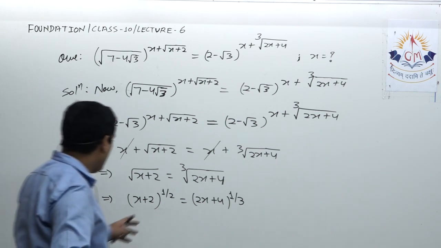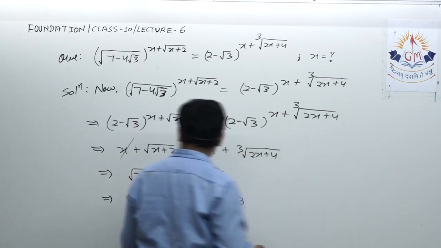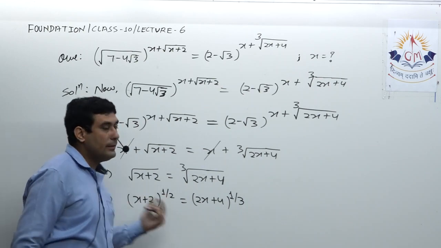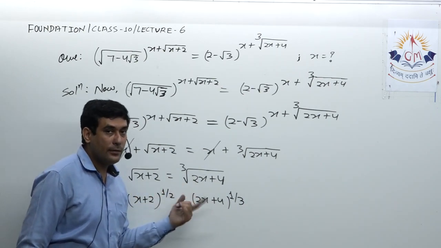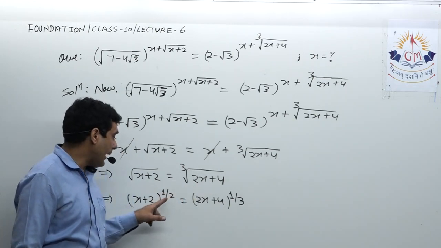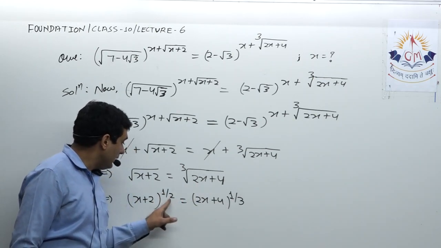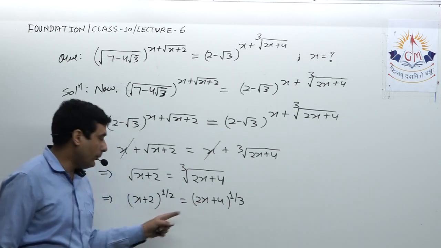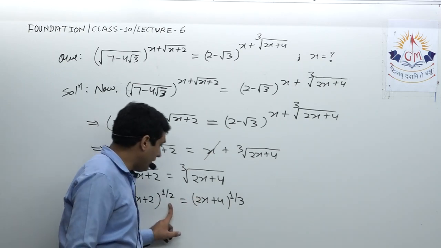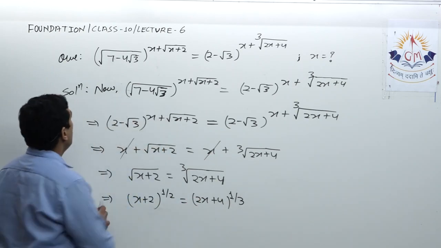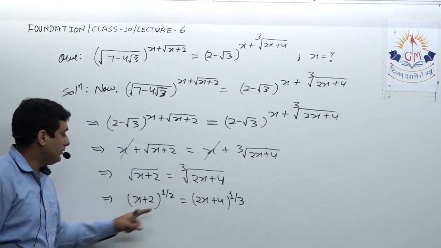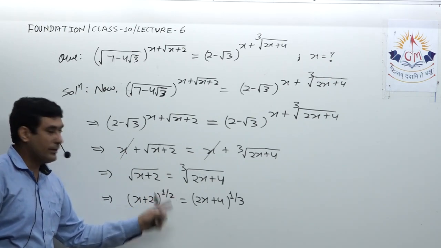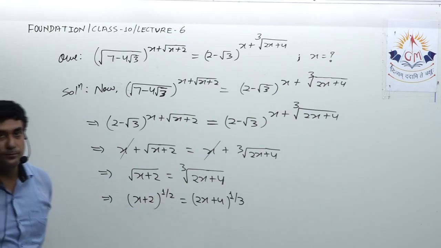See, here it is 1 by 2, here it is 1 by 3, and 2 and 3 both are multiples of 6. So here actually we have to take the power 6 on both sides, or we can say we have to take the power which is the LCM of the denominators of the powers on left hand side and on right hand side. So note it down, then we'll see how to take power 6 and how to solve it further.